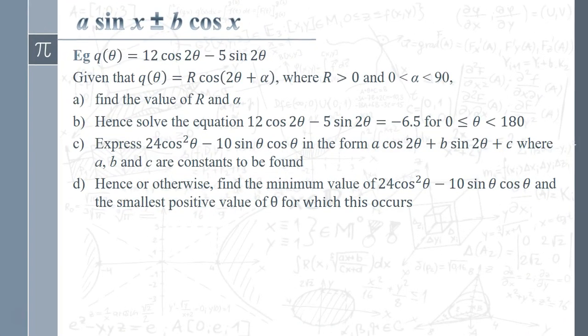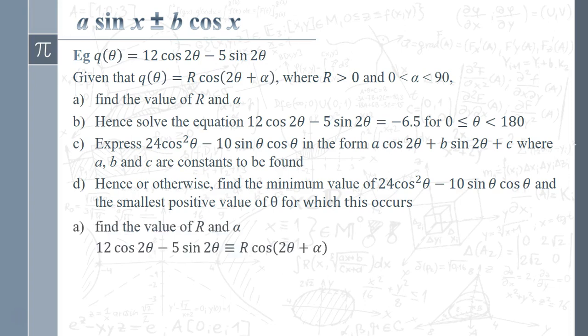So here we go. There's a big looking question. We've got a function q of theta, which is 12 cos 2 theta minus 5 sine 2 theta, and we're told we can write it in the form r cos(2 theta plus alpha). I'm not going to worry about that, so let's just do part A to begin with. Let's find out the value of r and alpha, and we'll worry about all the rest of it once we've got part A done and out of the way.